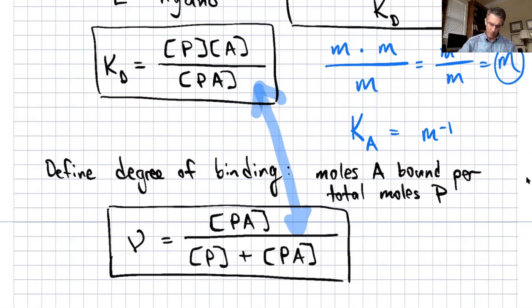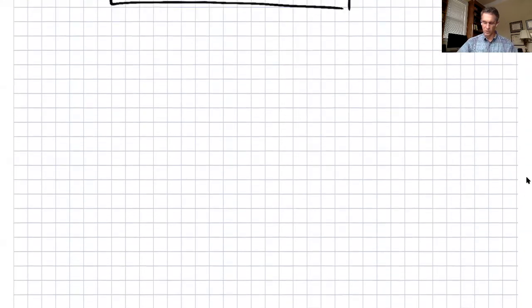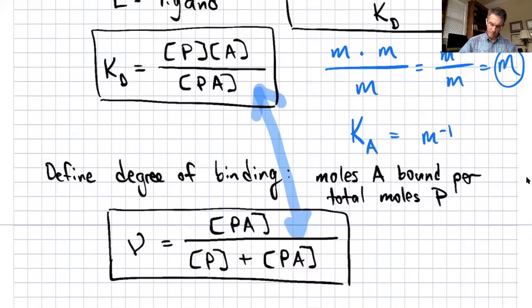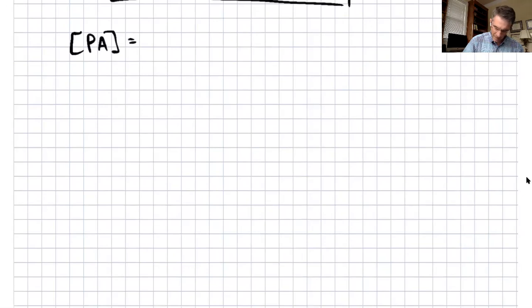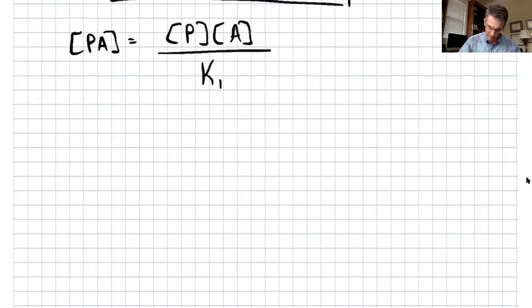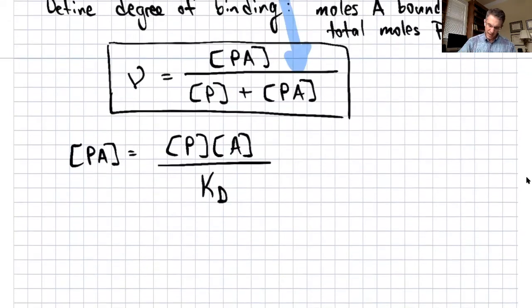Well, that's pretty straightforward, because what we can do is rearrange this expression mathematically. Let's rewrite that KD. We're going to solve it for the concentration of the complex. So we rewrite that expression, and it's going to look a little bit like this. The concentration of the complex now simply equals the concentration of P times the concentration of A divided by the dissociation constant. That's cool, because now I can take that term and substitute it in here, here, and here to write this expression in another way that's really useful, which looks something like this.